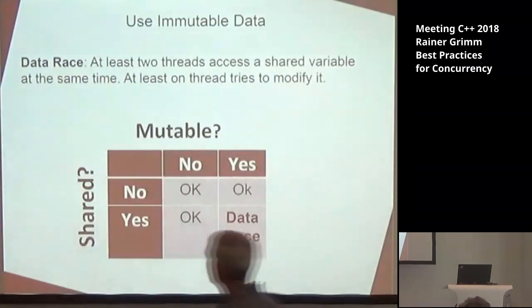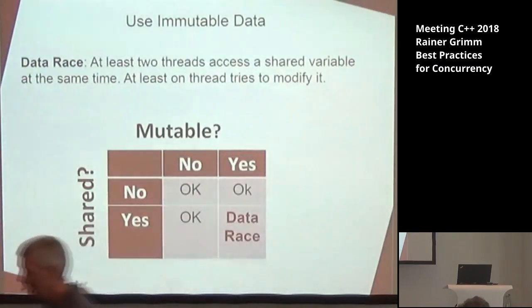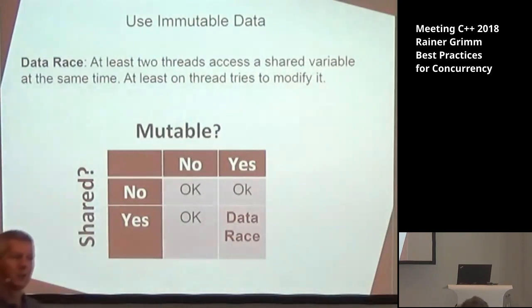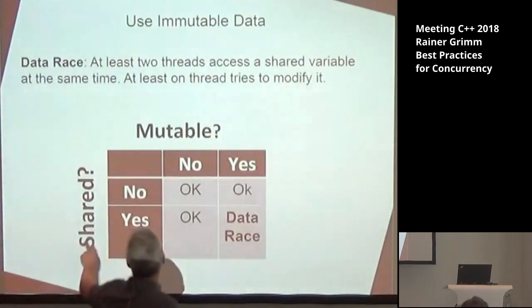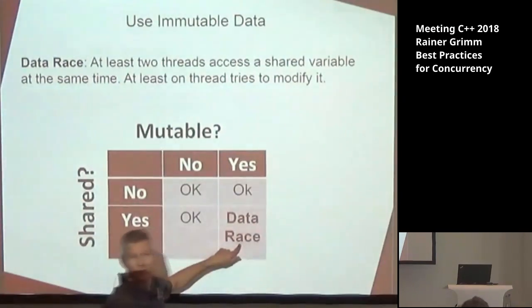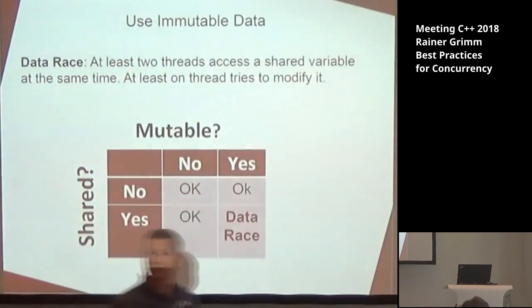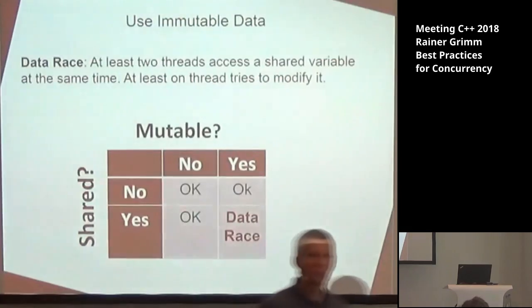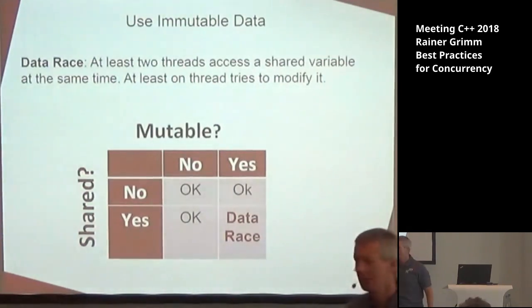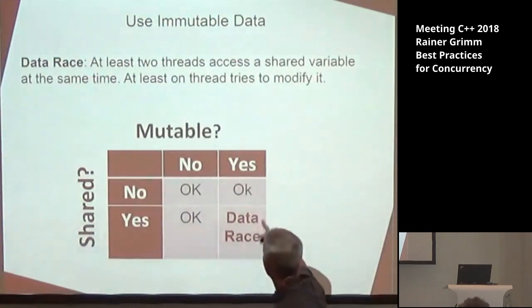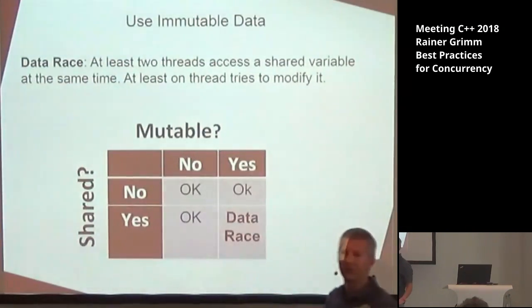Okay, that is easy, you know. If you want to have fun with multi-threading, use shared mutable state. Then you are open to data races. If not, you are quite fine. A requirement for a data race is shared mutable state. If not, fine. Okay, so what's the problem?